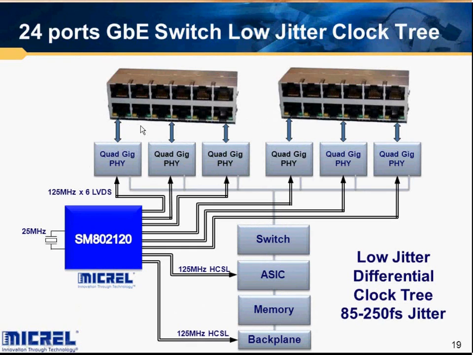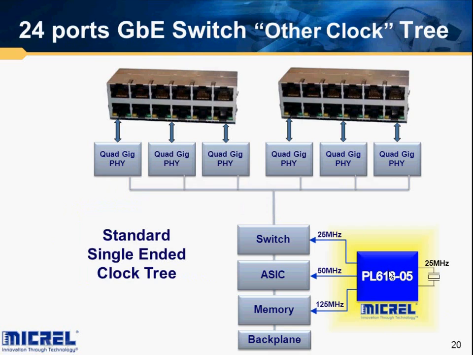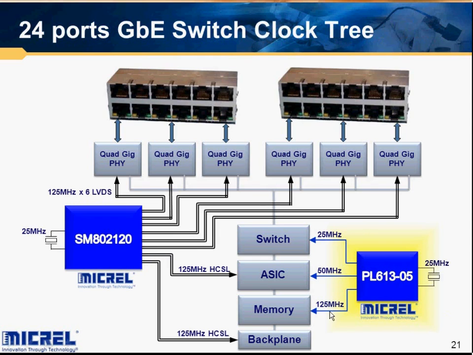Below is an example of a gigabit Ethernet switch that has 24 ports of Ethernet, each driven by quad gigabit PHYs. These gigabit PHYs need a low jitter 125 megahertz LVDS signal. That signal is generated by the Micrel Flex SM802 120. The addition of a Pico PLL on the other side will provide the basic system frequencies necessary, such as 25 megahertz, 50 megahertz, and 125 megahertz. This allows Micrel to give the entire clock solution in just 2 chips.